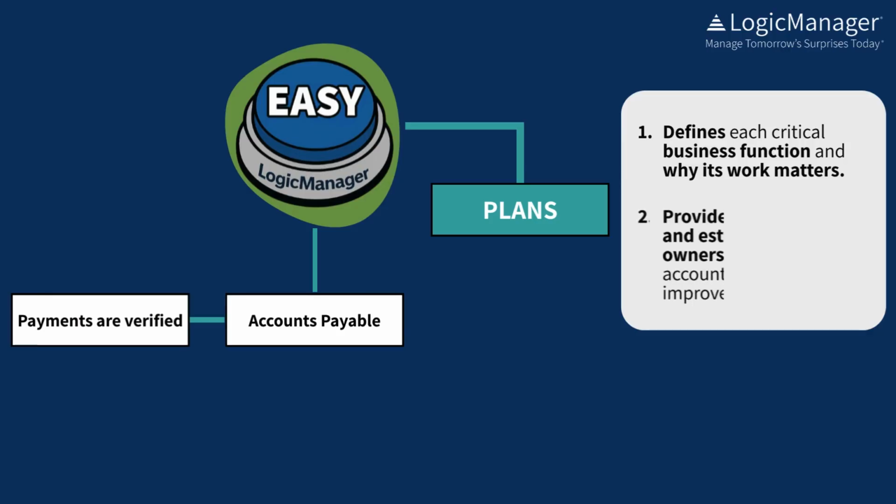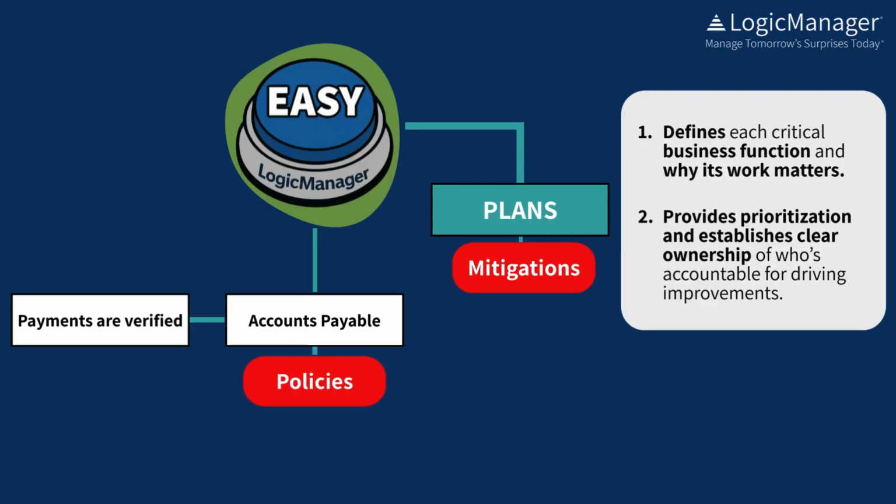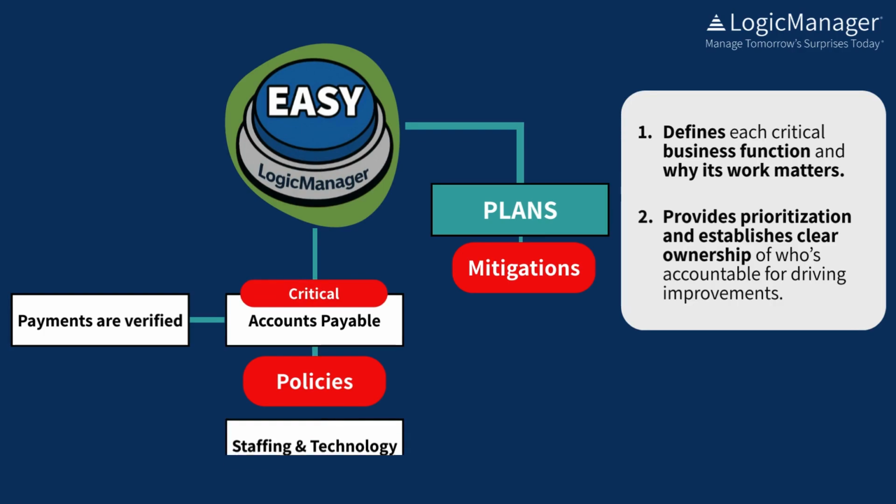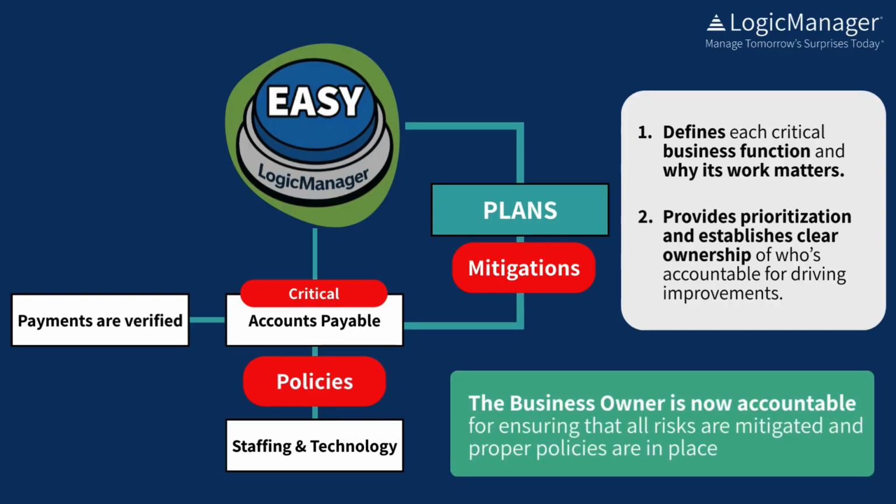Second, it provides prioritization based on the criticality of a process to the business's operation in case of conflicting priorities, and establishes clear ownership of who's accountable for driving improvements, mitigations, and policies. For example, accounts payable is deemed critical due to its impact on cash flow. This means it may receive priority in terms of staffing and technology due to the high operational risk it poses to the business. By connecting this process to a plan, the responsible business owner is now accountable for ensuring that all risks are mitigated and proper policies are in place to facilitate effective process management.